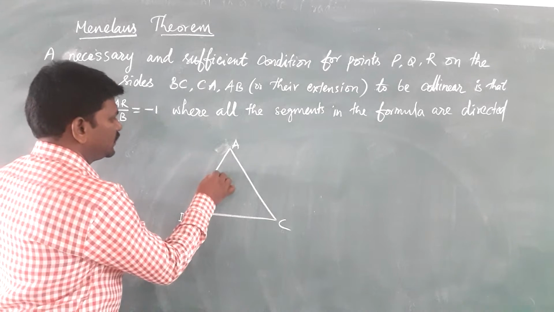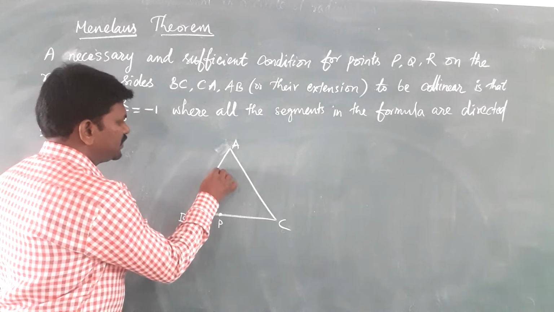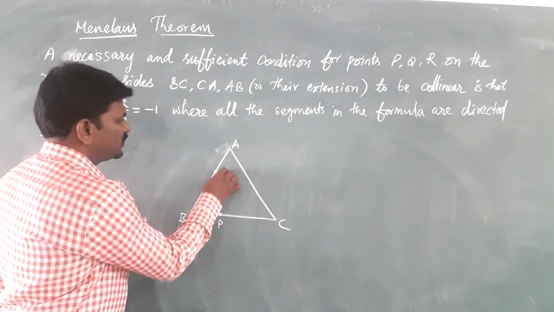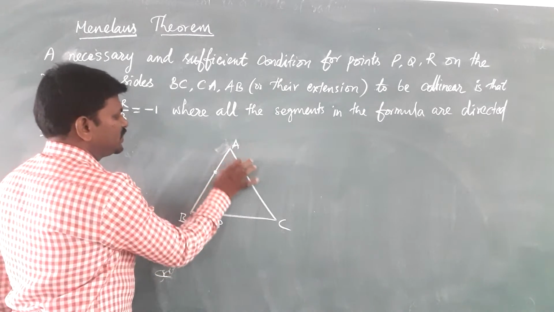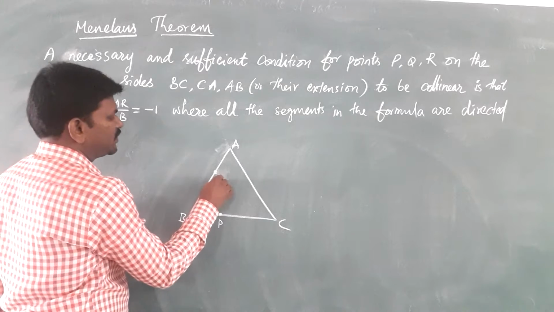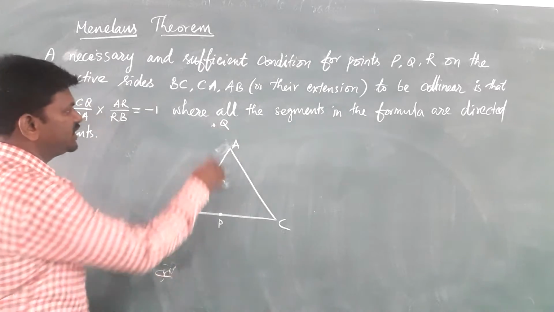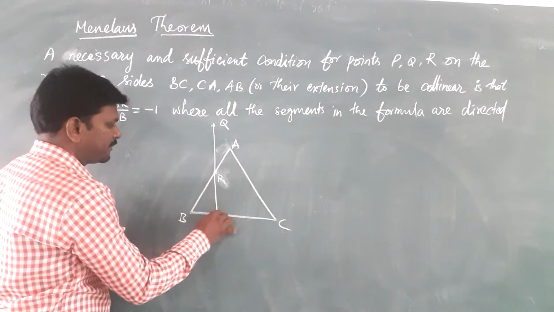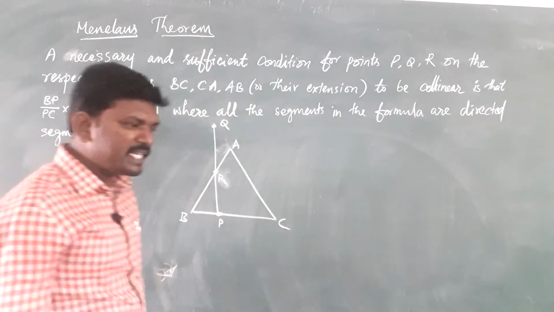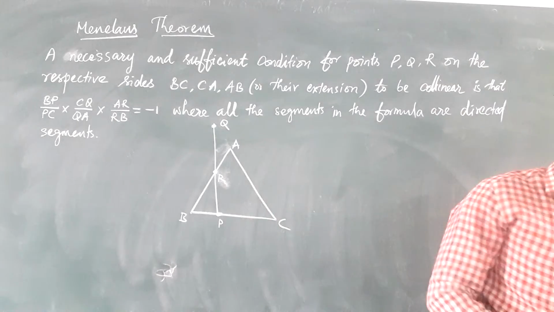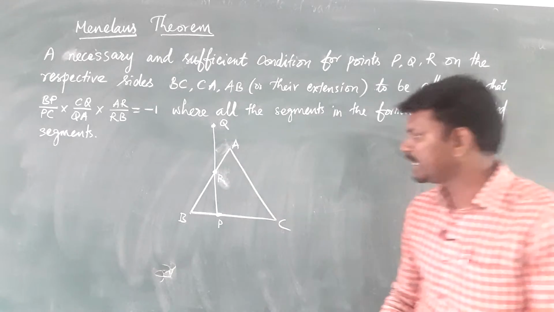So P, Q and R, and this is Q. See here, these 3 points should be collinear. It should be a straight line. Collinear means 3 or more points lying on the same straight line. So these 3 points must be on a straight line.